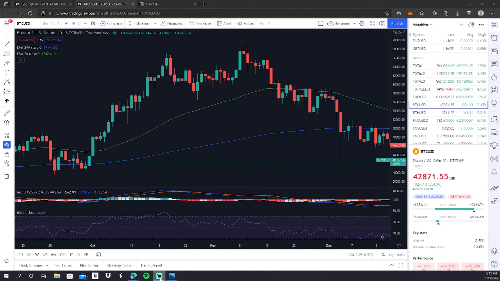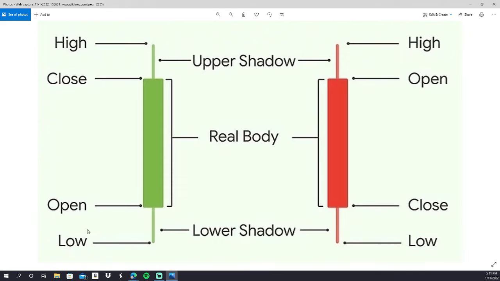Let me pull candlesticks up for you. Right here, what we have. So what we'd call a green candle is a bullish candle. It's usually resulting in positive price action at the close. So when you see a candle, this big full fat part right here, this is the body.